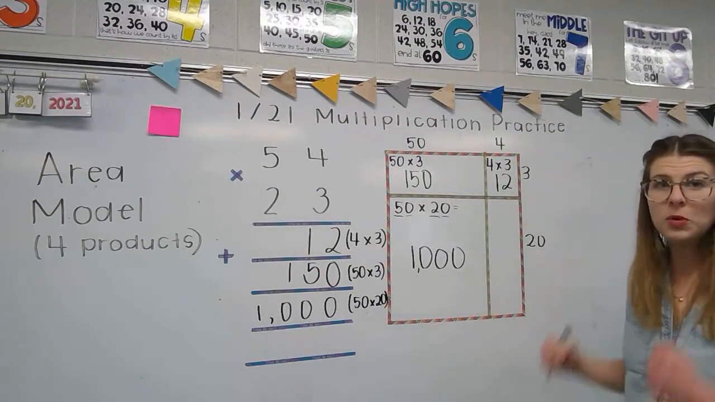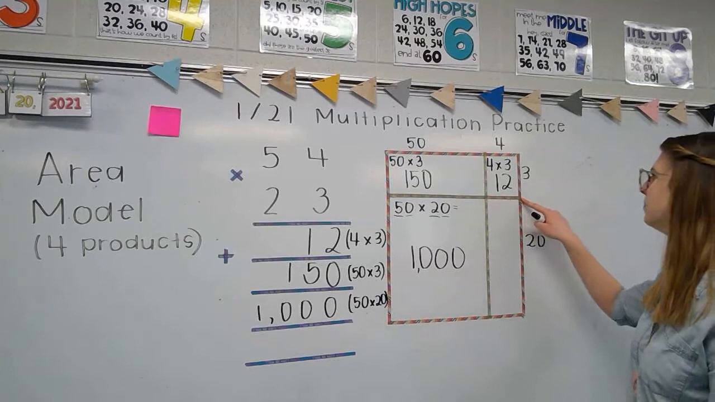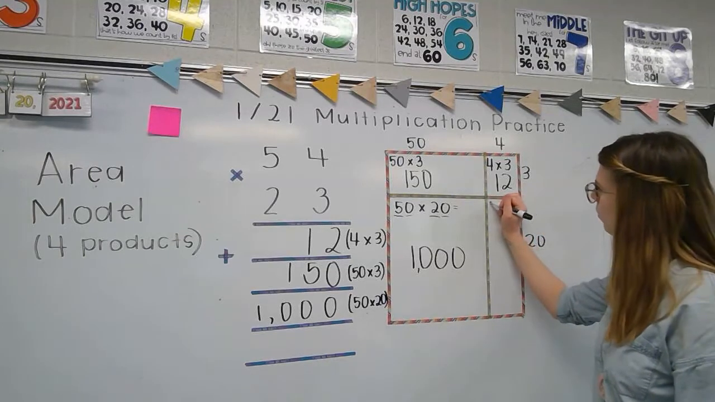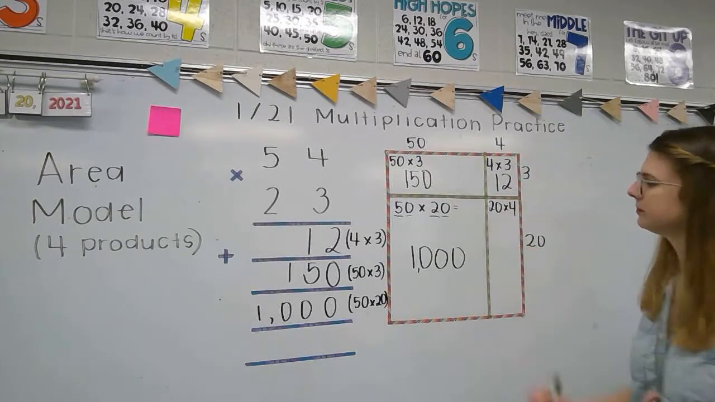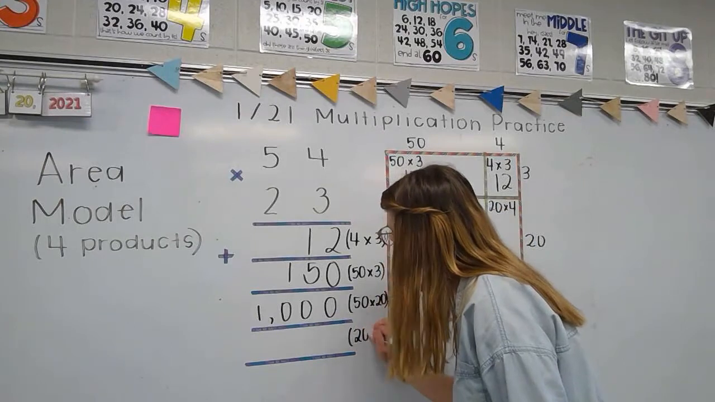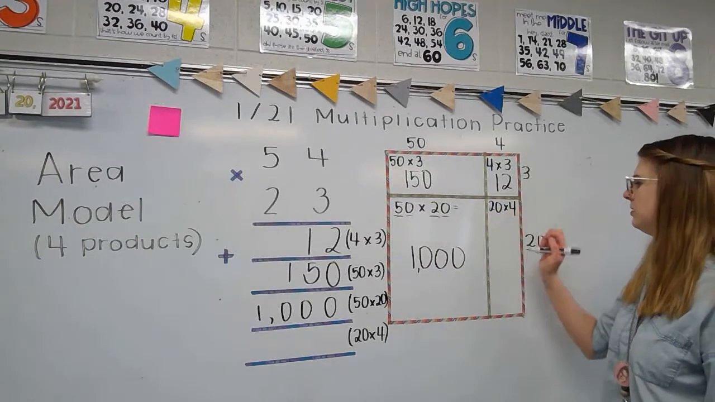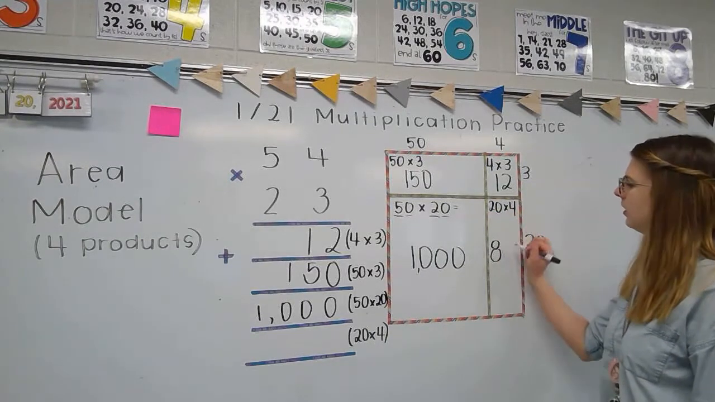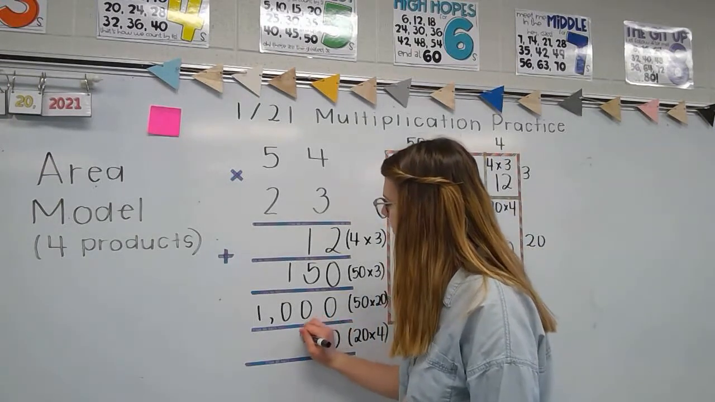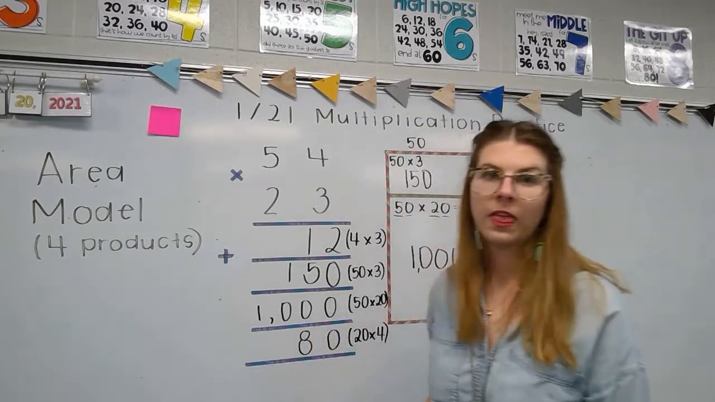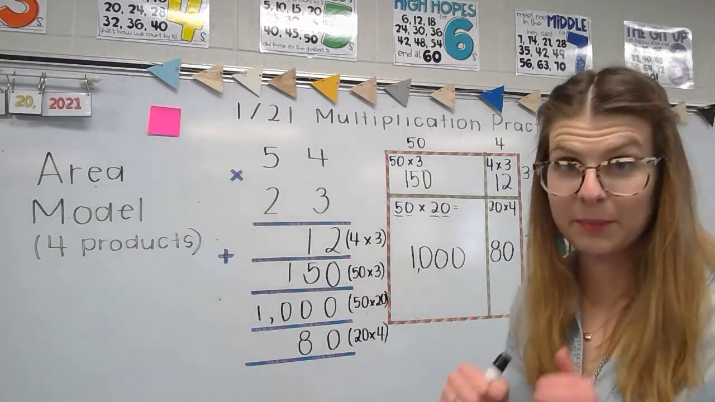One more to go. Lastly, I also want to multiply a large number by a small number. So I'm going to multiply 20 times 4. 2 times 4 is 8. With the additional 0 at the end, that makes 80. So now take a moment to add up all 4 of your partial products and come up with your answer.